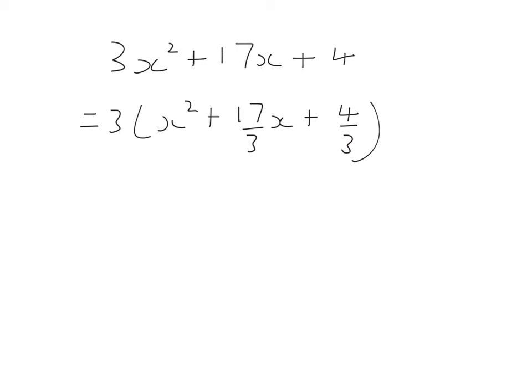So now we need to complete the square on just that bit inside the brackets. So we can have a larger bracket there. Everything is times by 3. So it's still going to be x and x. That's because x times x is x squared. We've got 17 over 3. We need to halve that. So that's 17 over 6.